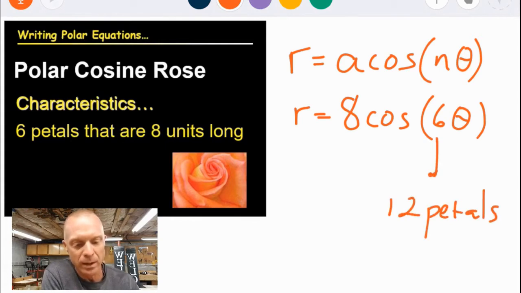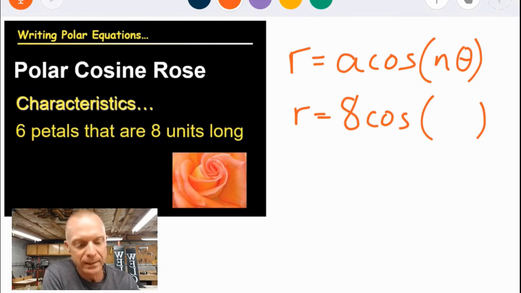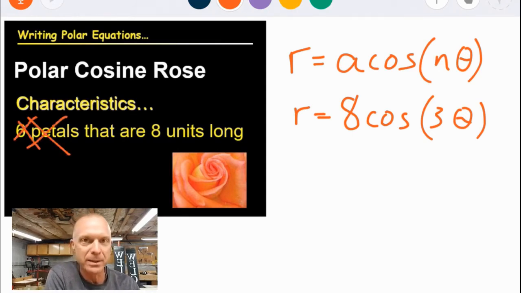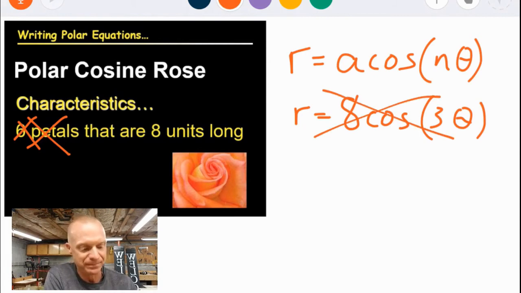Oh, shoot, that's not going to work. Okay, so maybe I'll plug in a 3 for n. Could I do that? Well, I could, but that's only going to give us 3 petals. So it turns out that you can't make a 6-petaled rose. Why? That's right, there's no even number that doubles to be 6. Think about that. So there's some roses that can't be made.